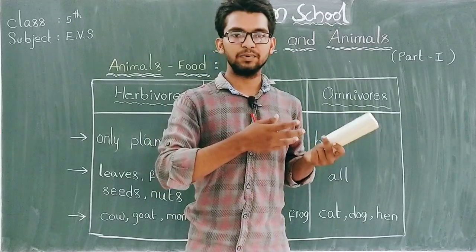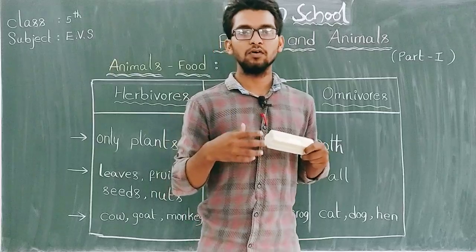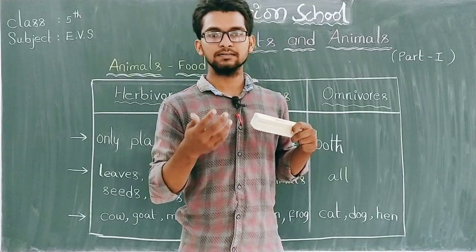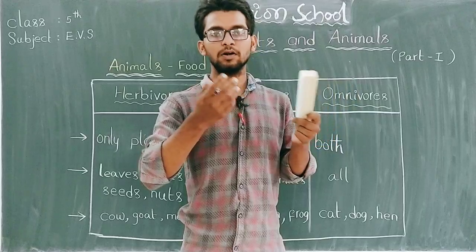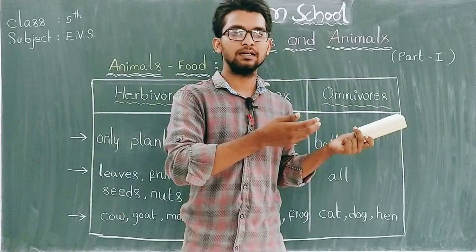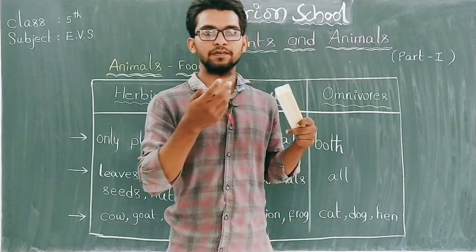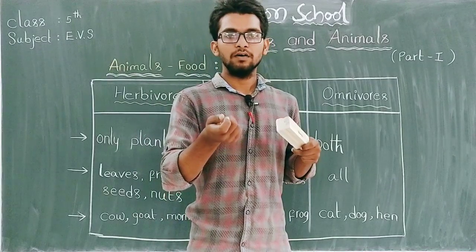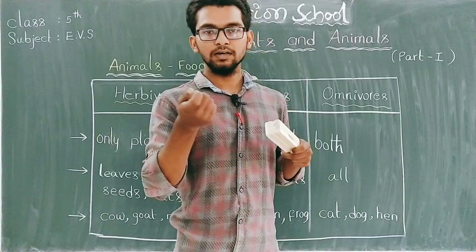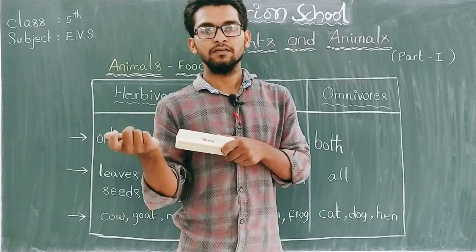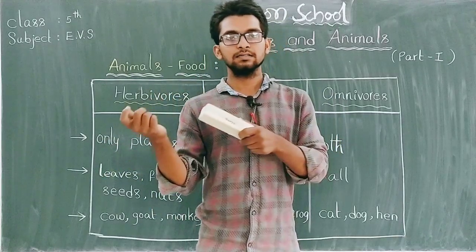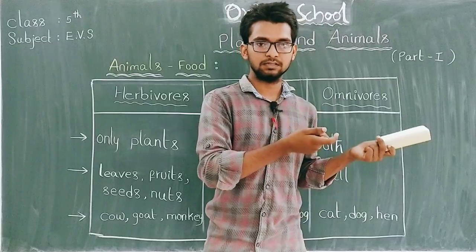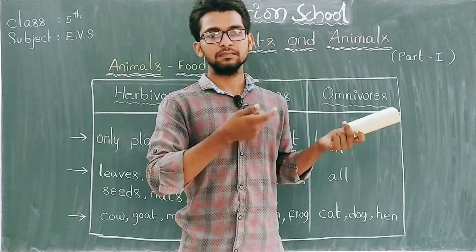I think in your previous classes, you may know that if we eat only the products of plants, we are called vegetarians. And besides eating the products of plants, if we eat animals or flesh, like fish, chicken, mutton, we are called non-vegetarians.